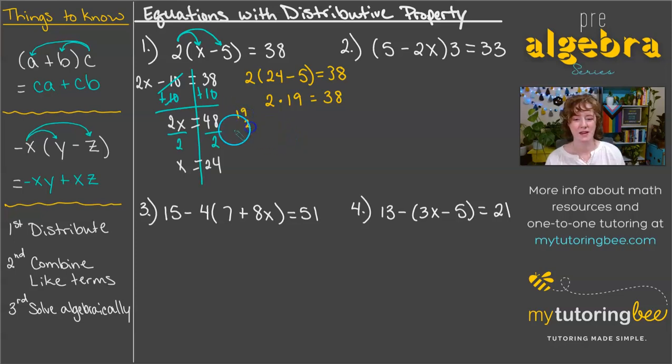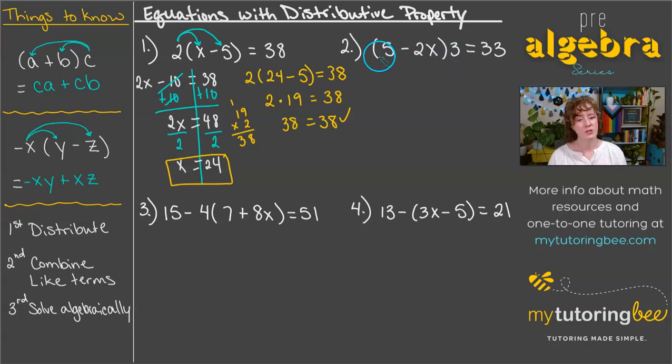And then 2 times 19 does equal 38. We can go ahead and write that out to the side here. 2 times 9 is 18. 2 times 1 is 2, plus 1 is 3. So 38 equals 38. So that way we know that our solution of 24 is correct. So that is our solution there. All right, let's go on to the second one.